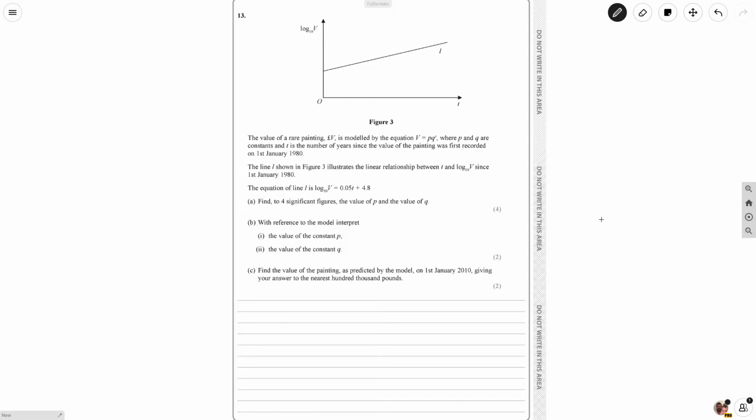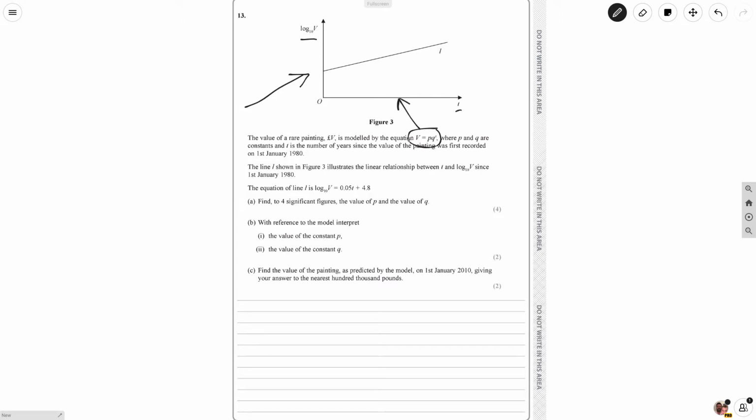Question 13 of the May 2018 AS Paper 1 Edexcel. So we've got an equation here, and when you look at this graph here, it looks like a straight line graph, but notice that it says log to the base 10 of v on the y-axis and t on the x-axis. Okay, so obviously, well, hopefully it's obvious that this is not a graph of this function here.